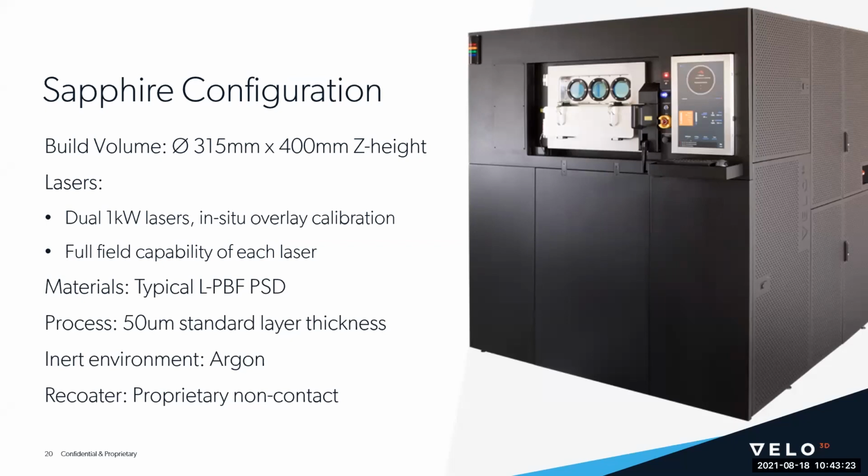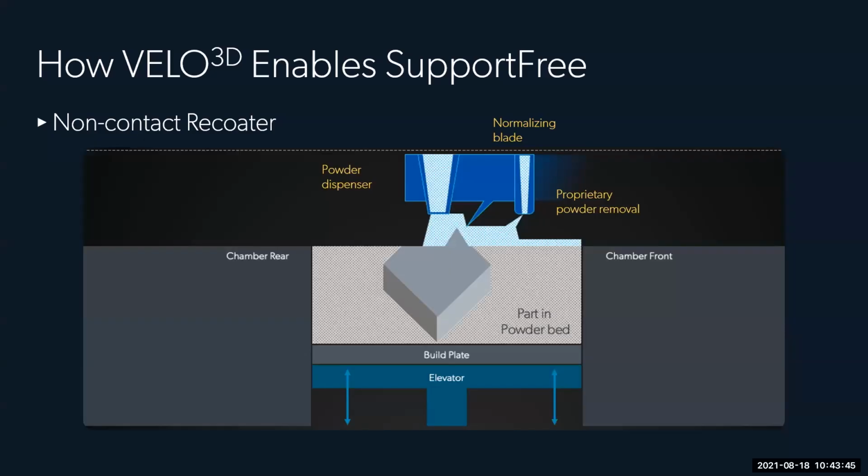I have a list later of the materials we can currently print. But for all of them, we print with 50 micron layers in an argon purged environment. And then lastly here, so the recoater, it's a really critical piece of the machine design, but I'll go more into detail on that on this next slide. So in addition to our software's ability to tailor the printing process for a given part, another piece that makes the support-free printing possible is the Recoater Design.